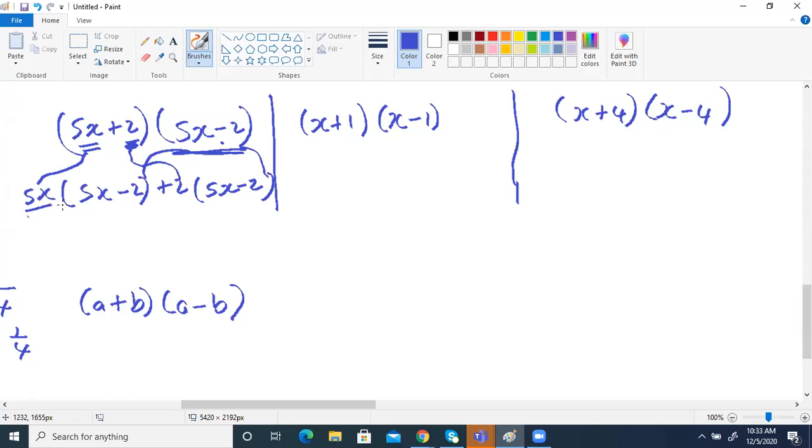So we have 5x times 5x, that's 25x squared. We have 5x times minus 2, that's minus 10x. Then we reach over here, this is 2 times 5x, that's 10x. And then we have 2 times negative 2, which is negative 4. Now we see that the terms in the middle cancel. This is minus 10x plus 10x, that goes to 0. So you get 25x squared minus 4. And we'll finish. All right?